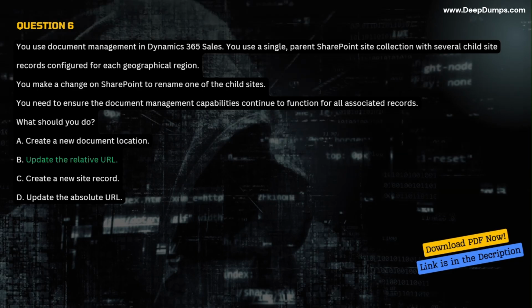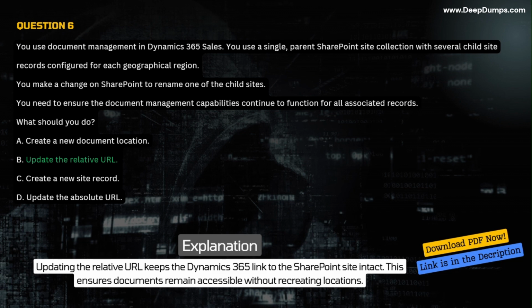Correct answer B. Update the relative URL. Explanation. Updating the relative URL keeps the Dynamics 365 link to the SharePoint site intact. This ensures documents remain accessible without recreating locations.